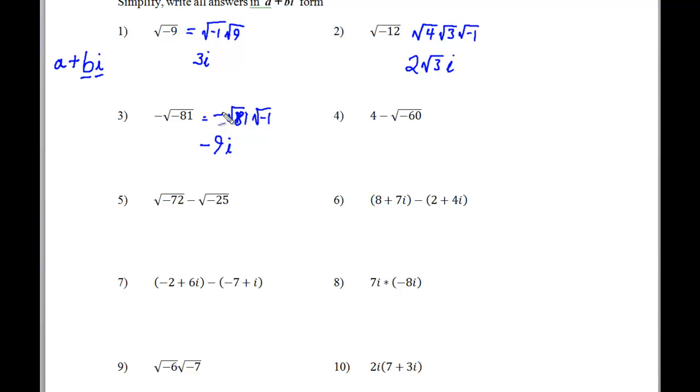The 9 right there is from the 81. The -1 makes the i, and the negative does not change the letter i. So multiplying i by -1 is just -i.